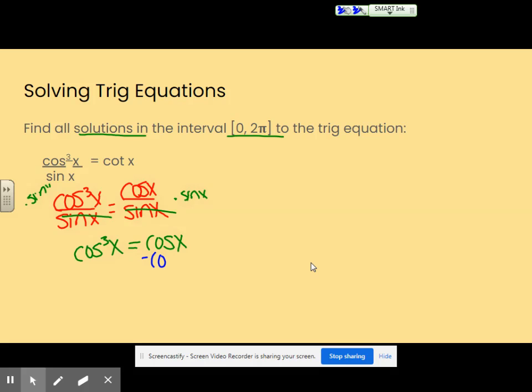Sine x was already in the denominator. It was part of the function. Cosine x, we can't put it in the denominator in this case. We can't divide by it because that's going to change our equation a lot. So I'm going to subtract cosine x from both sides. So then I'm left with cosine cubed x minus cosine x equals 0.